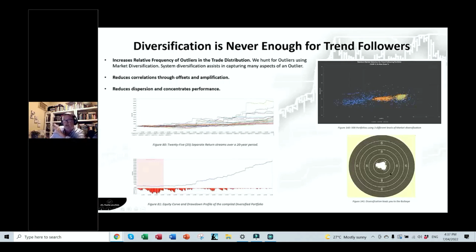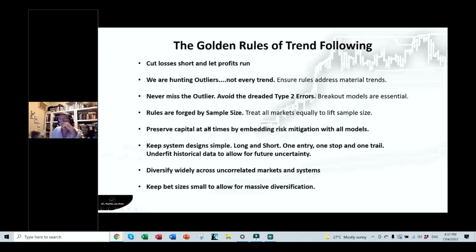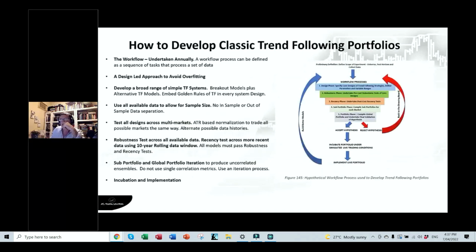So it's a bit like when you go to a target range and you are a sniper and you get all the bullseyes. You'll find that diversification moves you to the bullseye with this particular approach we adopt. I'll leave this for something to look at.